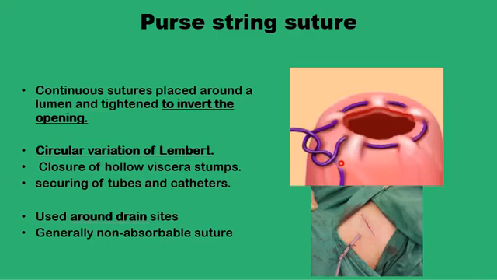By tightening the suture line, the wound edges would approximate and close up the circular defect. It will also invert the wound edges and cause disappearance of the stump inside the hollow viscus. The purse string suture can also be used to secure catheters and drains to the skin.